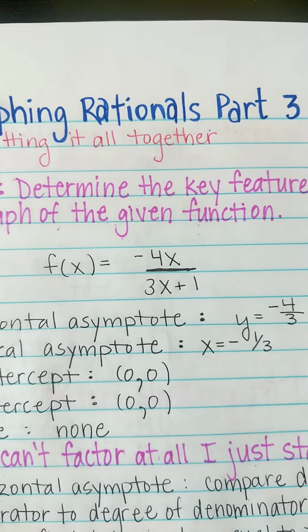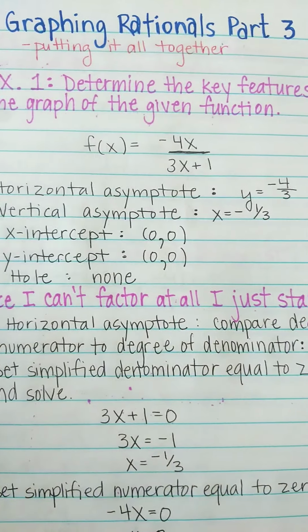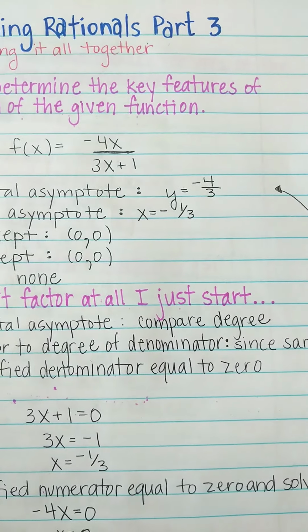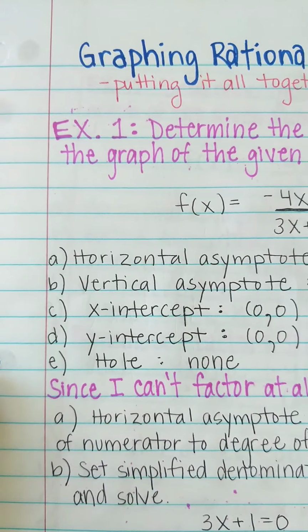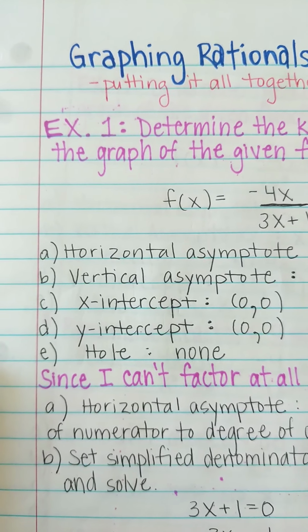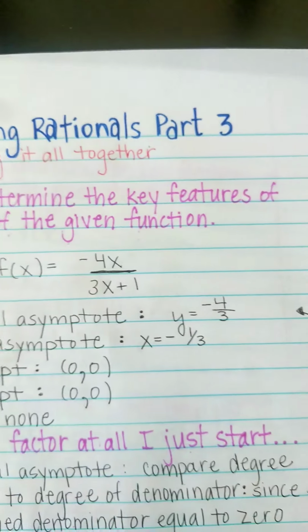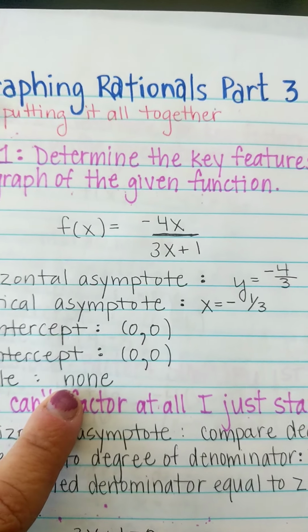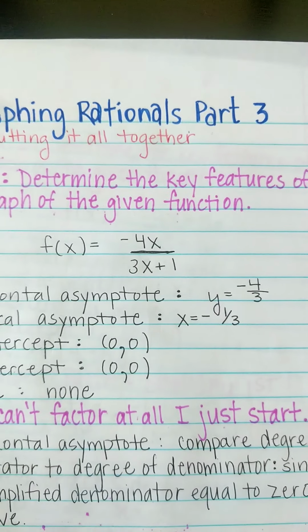So here's our function we're working with. Now, important in pink here. Since I can't factor it at all, I just start. If I could factor this, that's the first thing I would do. So the key features we're finding are the horizontal asymptote, the vertical asymptote, the x-intercept, the y-intercepts, and if there's any holes. Okay? If I can't factor it, there's no holes. So I can even go there and say, oh, there's none, because there's nothing I can cancel top and bottom. Okay, but let's work through them piece by piece.